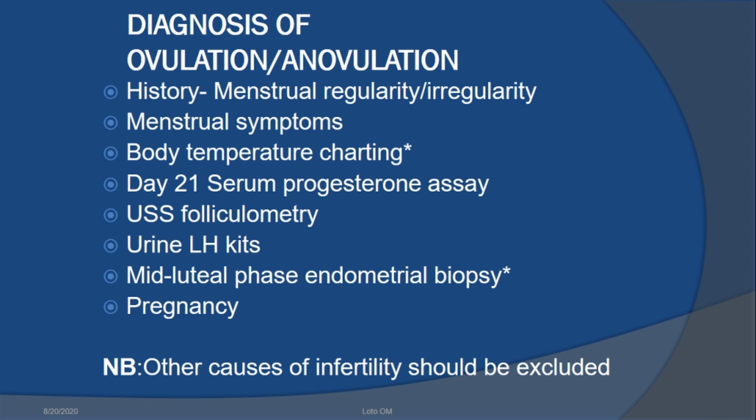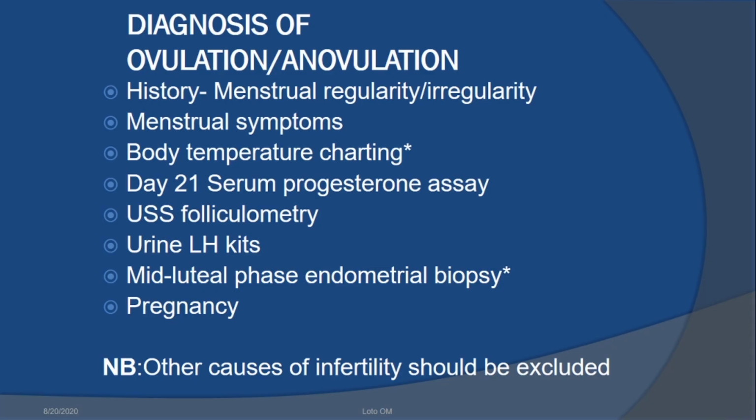Then day 21 serum progesterone assay is a way you can confirm whether this person has ovulated in this cycle. Then ultrasound folliculometry, the use of ultrasound to monitor the development of the follicle, is also important, because that will tell you how the follicle is developing until it becomes dominant, which is when you have a size of 18 millimeter and above. Then you can also use the urinary LH kit, luteinizing hormone kit.